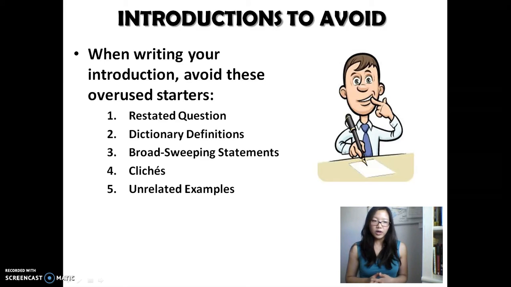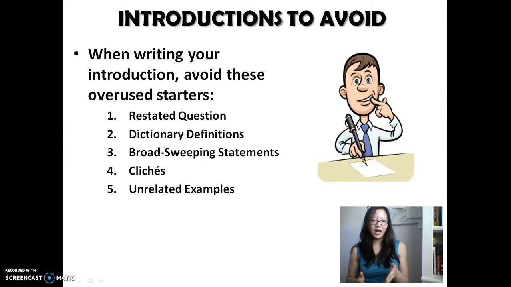Number 3 and 4 kind of tie together, broad sweeping statements and cliches. Those are the types of statements that you've heard over and over again. They're overused. They turned into idioms that just don't really grab your attention, such as, since the dawn of time, kings and queens have reigned the towns and cities of England, and so forth. Those are the kinds of statements that we want to avoid in any kind of essay.